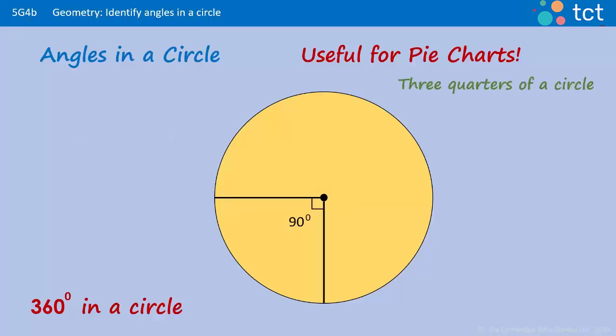3/4 of a circle, if we take the quarter out, 90, we can work out what's left from 360. 270 degrees is 3/4 of a whole circle. You could say 360, take away the quarter that's left, 90 degrees, leaves you with 270 degrees.